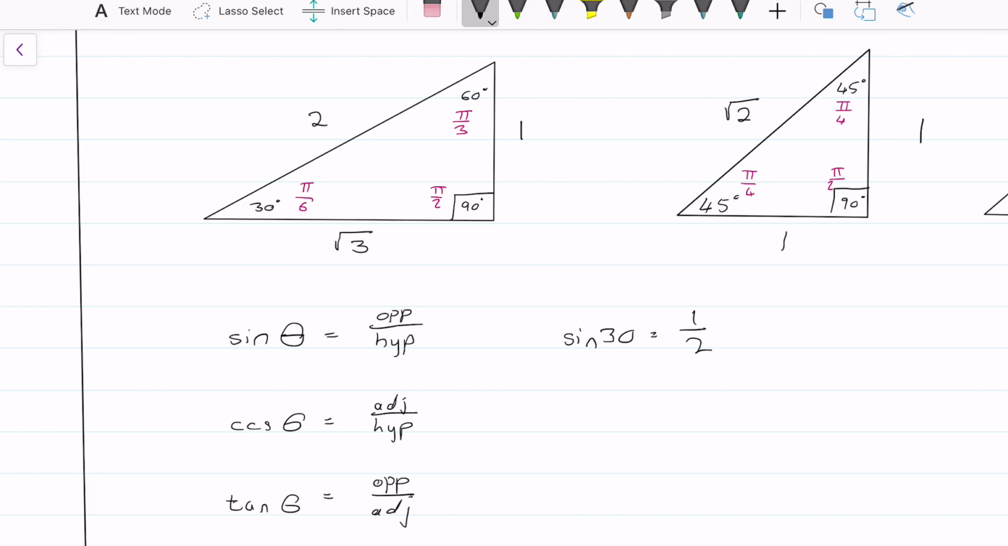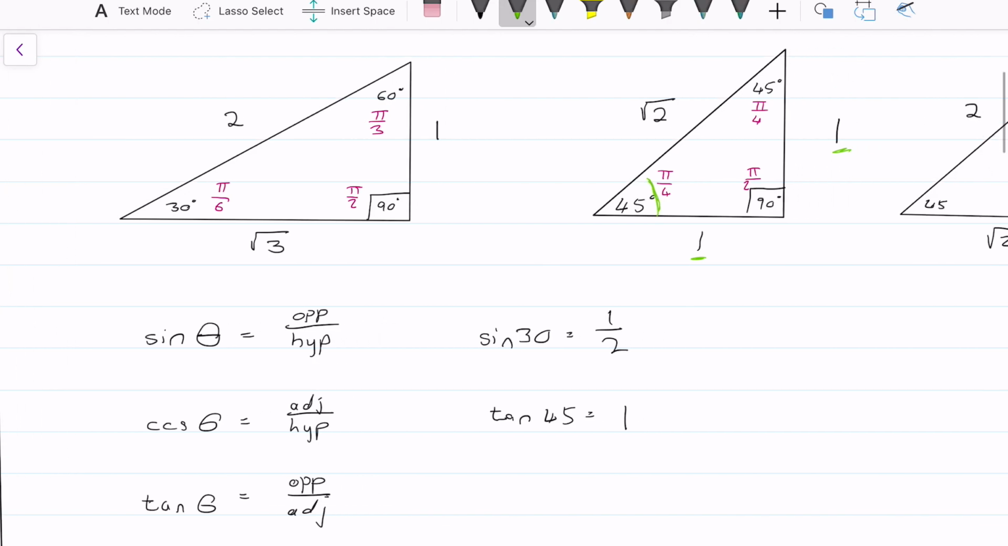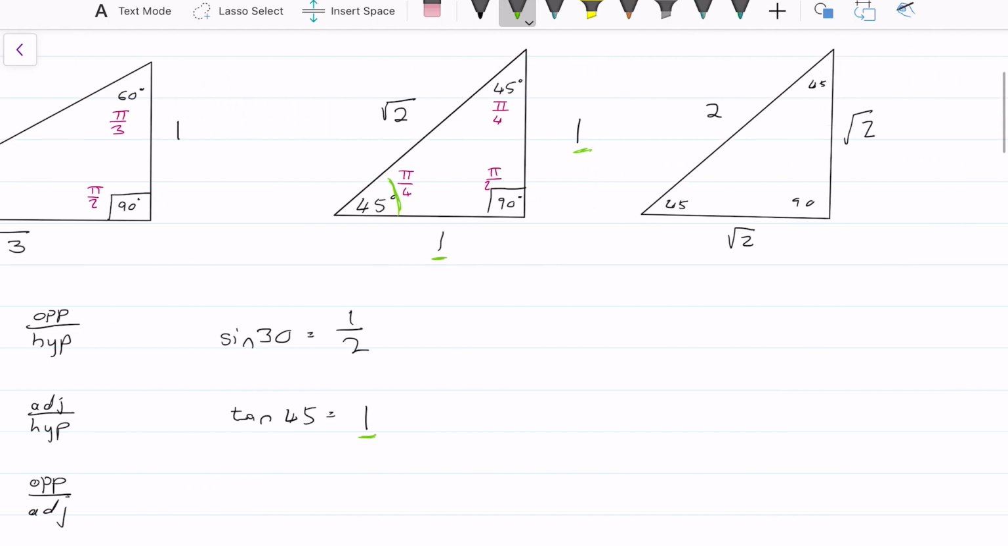Now let's try a different one. Let's try tan of 45 degrees. Tan of 45 degrees, if you put it into your calculator, is equal to 1. If we have this triangle here, 45 degrees is there, opposite is 1 over 1, which comes to 1. And if we use the other triangle, we can pick one of the 45 degree angles. Opposite, square root of 2 over square root of 2, which is also equal to 1. So again, we can use any of the triangles that we please.